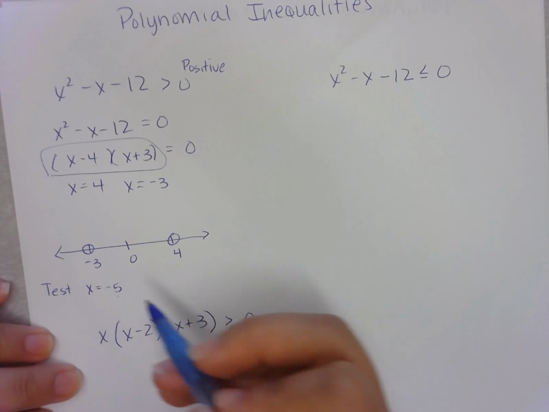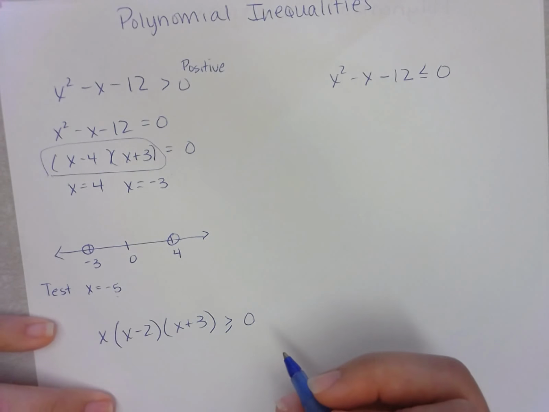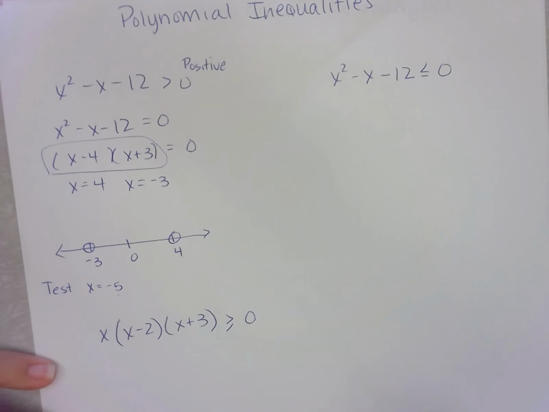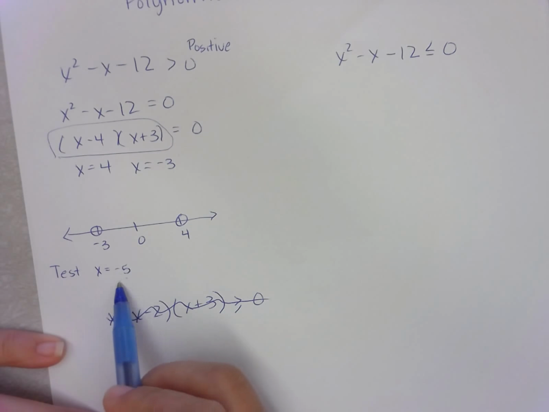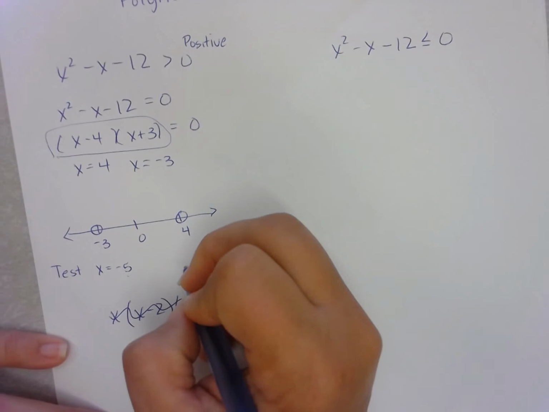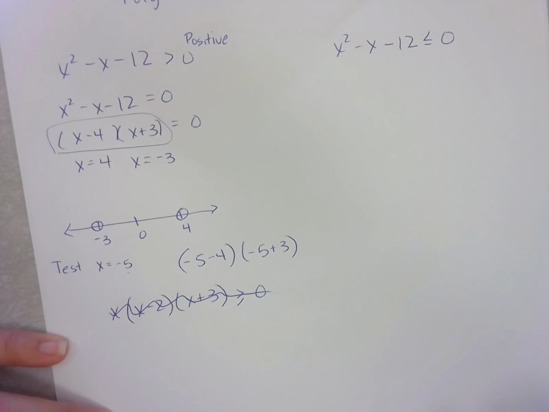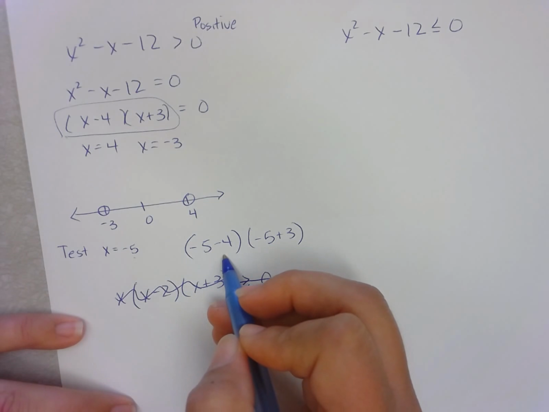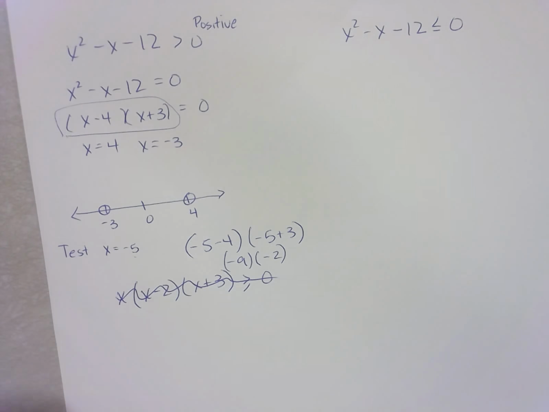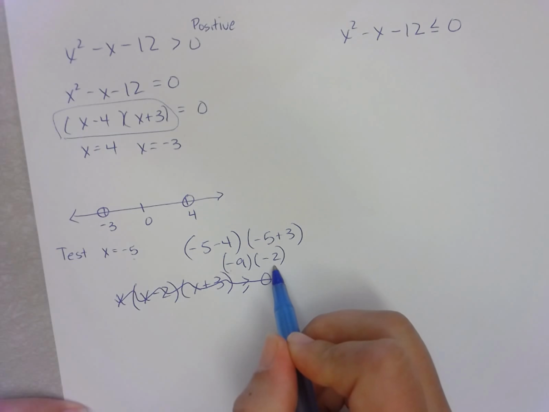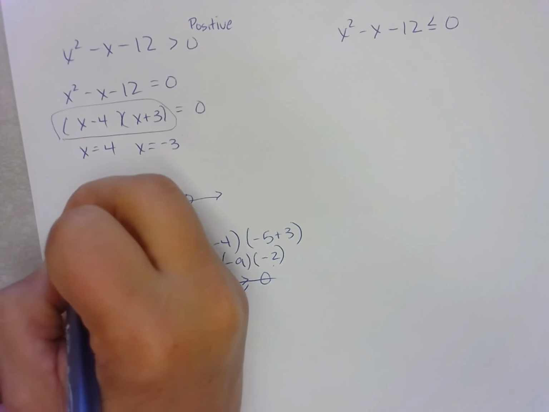So I'm going to test x equals negative 5. I'm going to put in negative 5 here and just look at it. So I have negative 5 minus 4 times negative 5 plus 3. This is going to be negative 9, and then this is times negative 2. And it just so happens that a negative value times a negative value gives me a positive value. And so that means I have this piece right here that is in fact true.